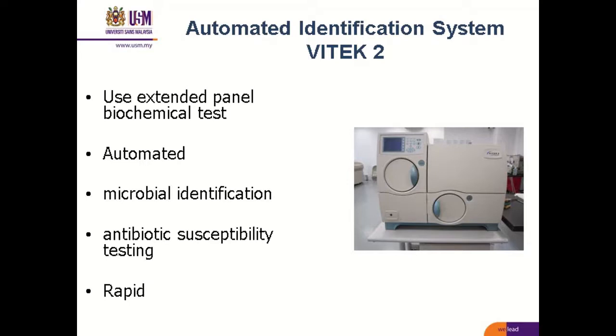So it is an automated machine used for microbial detection and also for antibiotic susceptibility testing, and it's very rapid. But the disadvantage is the high cost. So some hospitals may not be able to purchase such equipment and they just use the conventional tests.